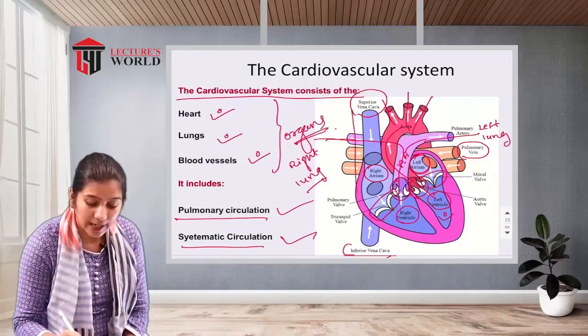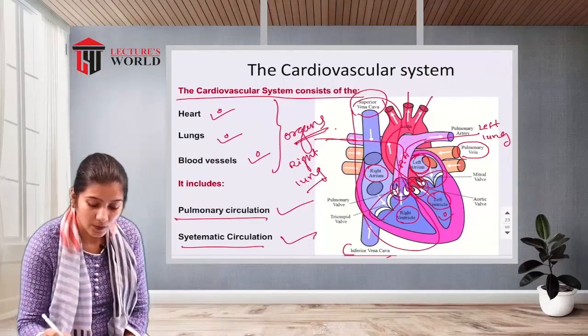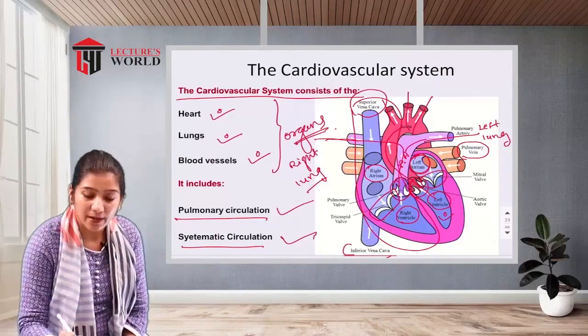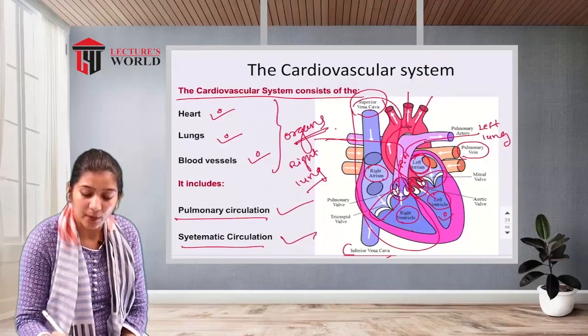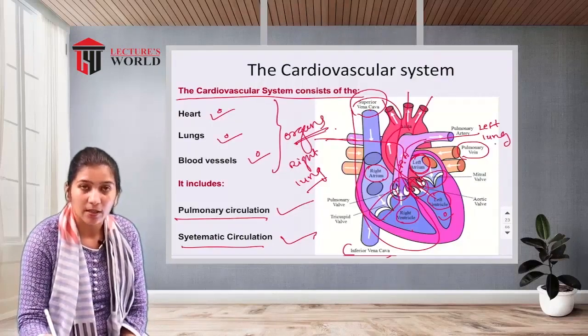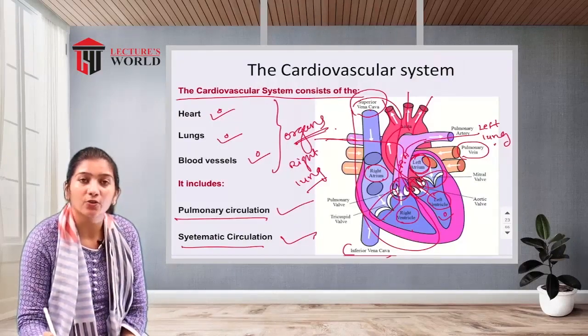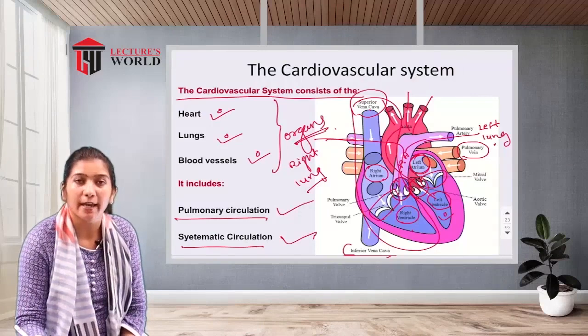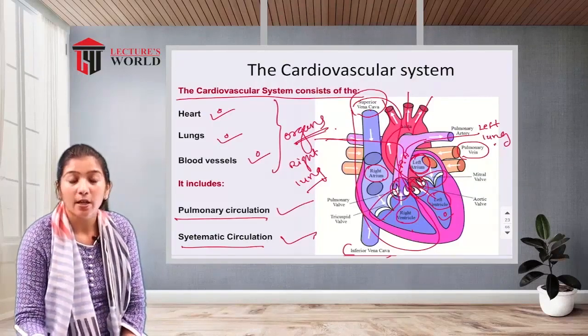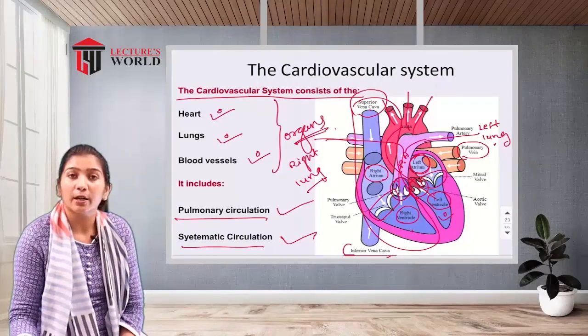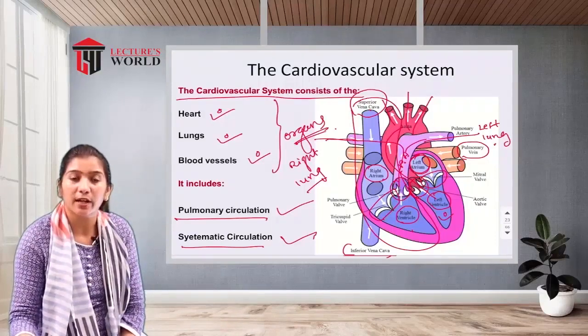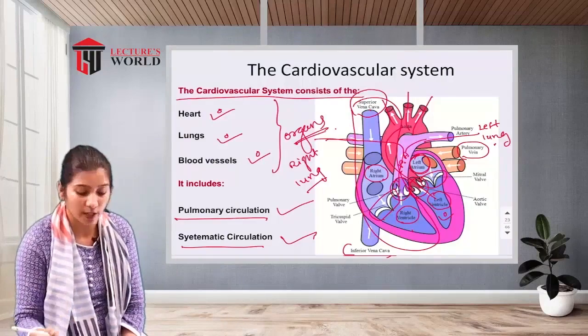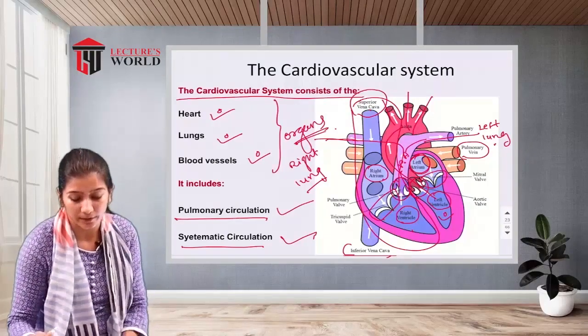So this side, from the superior vena cava, right atrium, right ventricle, pulmonary artery, to the lungs, that circulation is known as the pulmonary circulation, the carrying of the deoxygenated blood. And the carrying of oxygenated blood from the lungs via the pulmonary vein to the left atrium, left ventricle and arch of aorta is known as the systemic circulation.